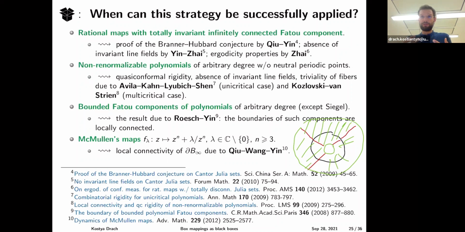Using this puzzle partition, you can again select some finer preimages of those, take this union and consider the first return map, and that will produce a box mapping. And after that, you can conclude using dynamical rigidity, using the fact that the fibers are trivial at this point, that the boundary is locally connected.